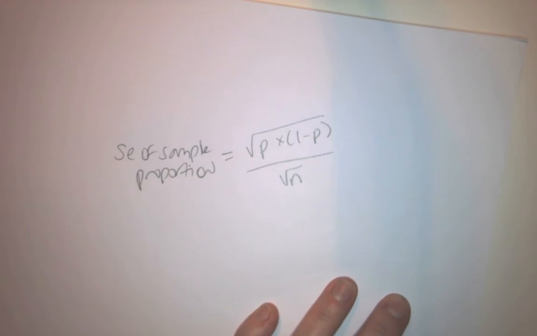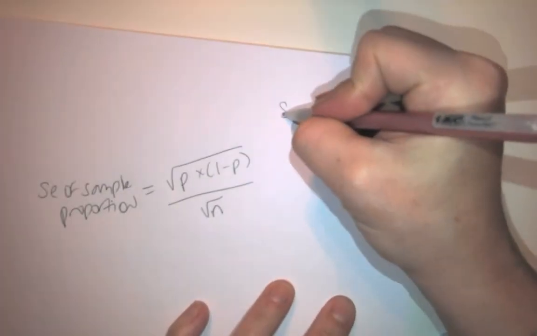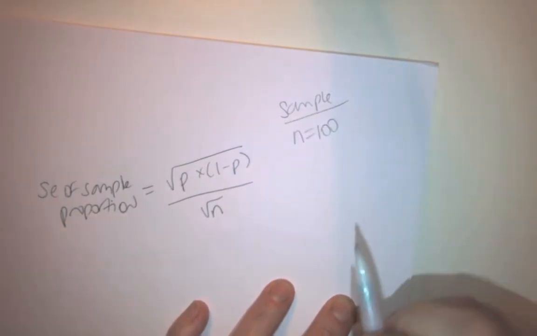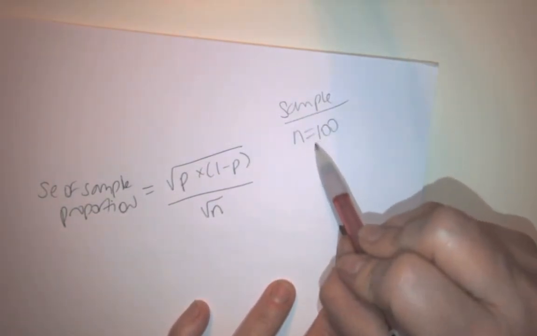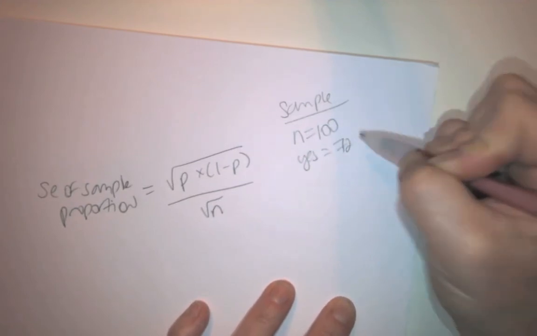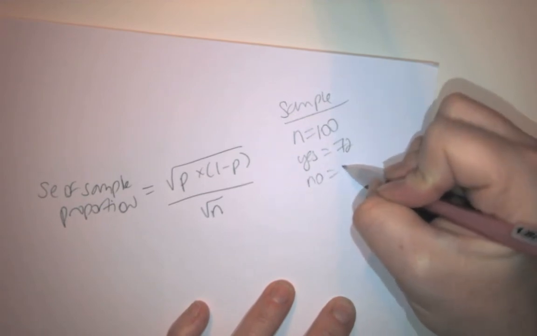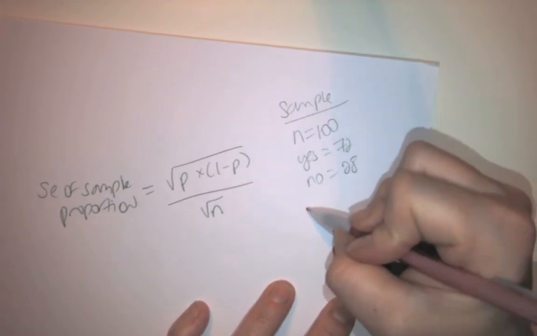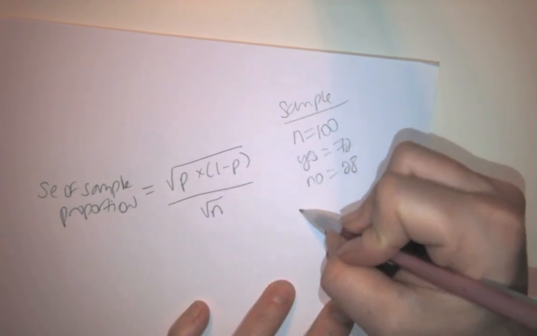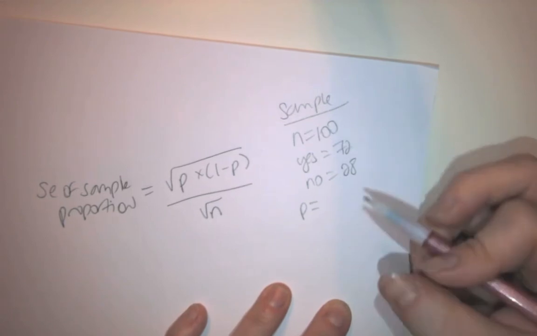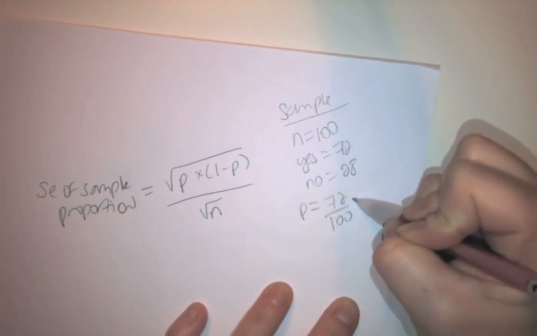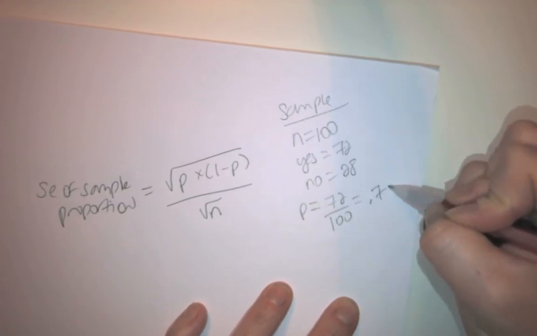So when we're looking at a sample, let's say our sample has 100 students, so our n equals 100, and in this sample, the proportion that voted yes is 72, the proportion that voted no is 28. What is p, or the sample proportion? So the sample proportion, p, equals, in our case, we're interested in the yes folks, 72 over 100, equals 0.72.